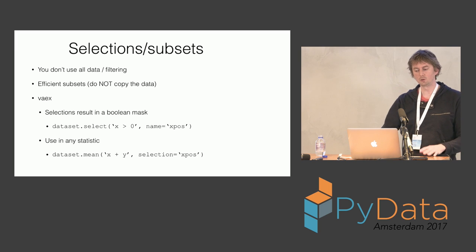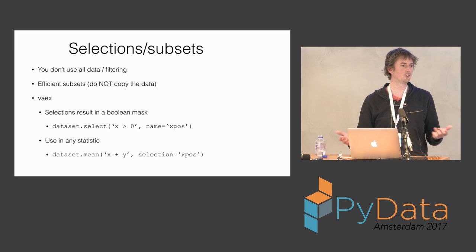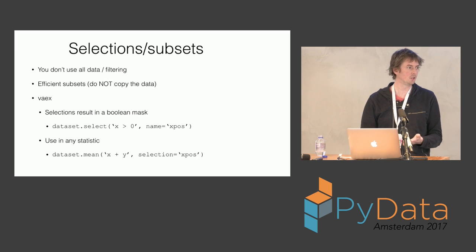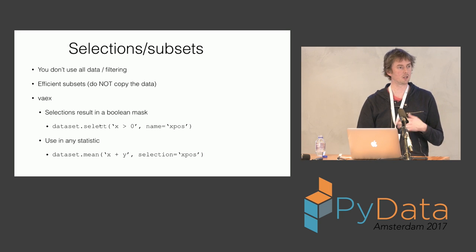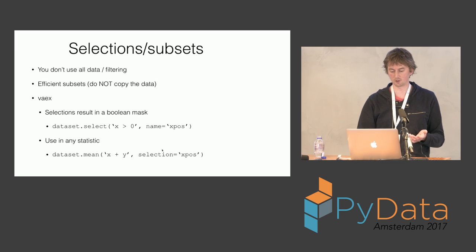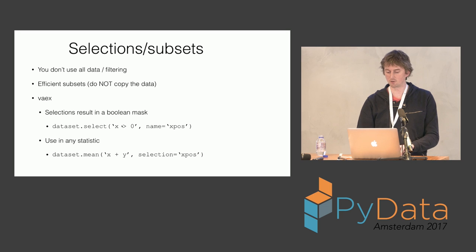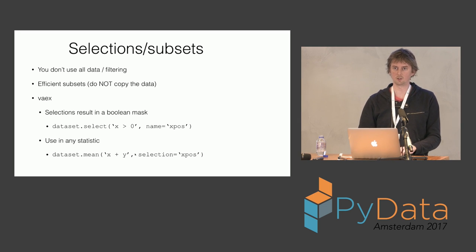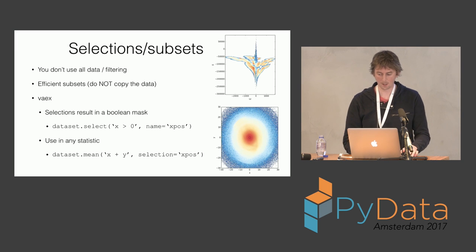But sometimes you don't use all the data. You want to use some filtering, so you need subsets. But you can't copy the data. I mean, the data usually doesn't even fit in memory, so if you make a few copies, that doesn't work. So you can do selections, and it will keep a Boolean mask. And you can use that to calculate particular statistics. So here I select everything greater than zero for X and can give it a name. And then you can use it in the calculation of statistics.